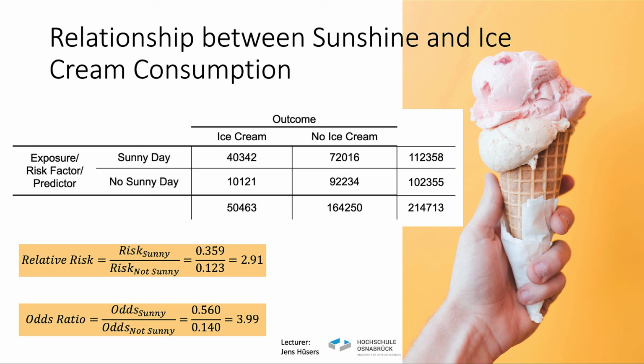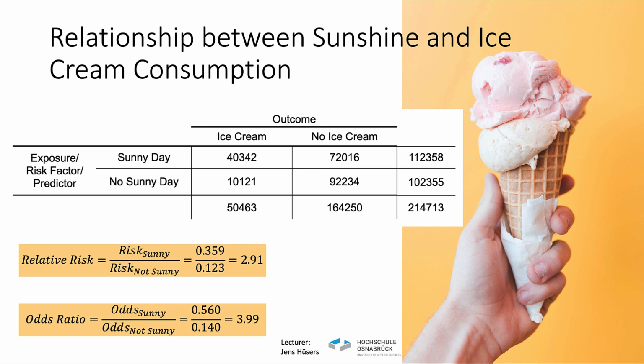What about ice cream? Is sunny weather a risk factor for having ice cream? On a sunny day, the individual risk or probability is about 3 times as high as on a non-sunny day, as indicated by the relative risk. The odds ratio indicates that the odds are about 4 times higher on a sunny day. Based on both statistics, risks and odds, we conclude that the weather condition is related with ice cream purchases. People tend to have ice cream on sunny days.